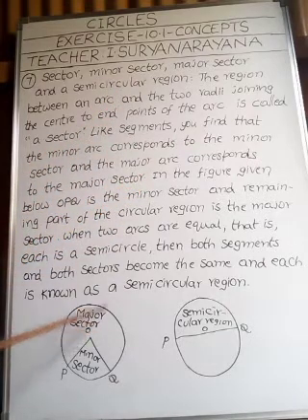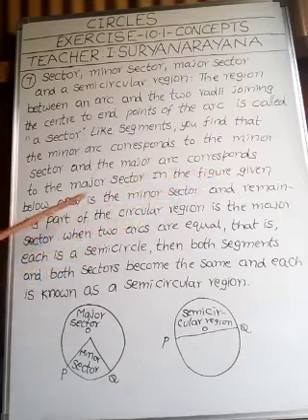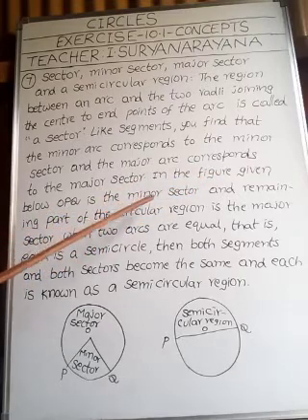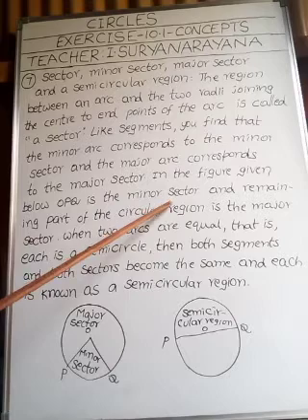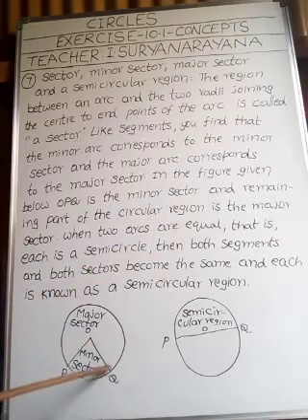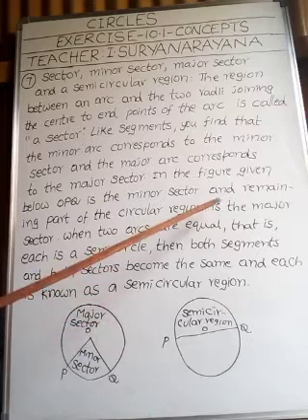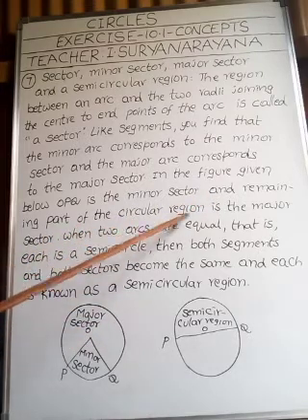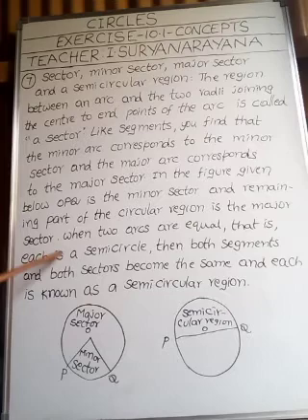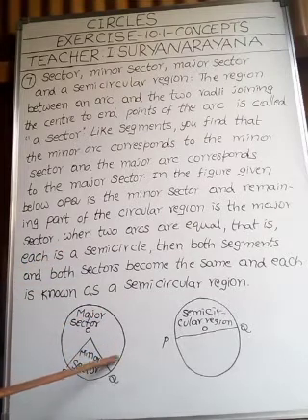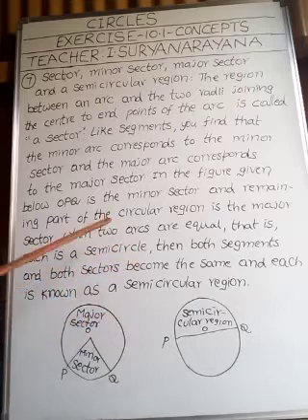Observe this figure. In the figure given below, OPQ is a minor sector. This OPQ is called a minor sector. Observe this figure, my children. And the remaining part of the circular region is a major sector. This remaining part of this circular region is called the major sector. Understood this point, my children?